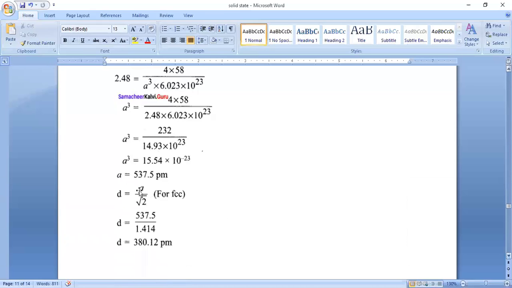From that we are going to calculate the distance. For FCC, the formula is D equals A by root 2. The A value we already calculated, that is 537.5. So 537.5 divided by root 2, whose value is 1.414, we are getting 380.12 pm.